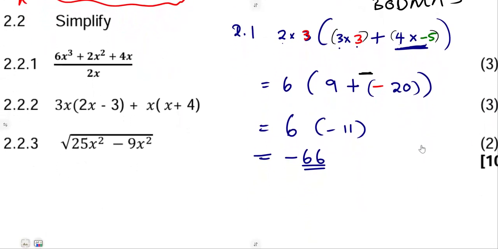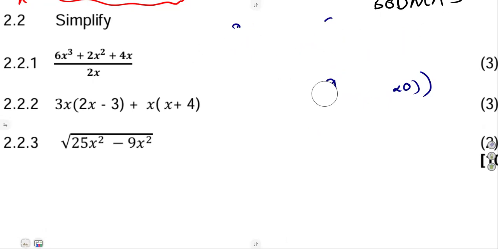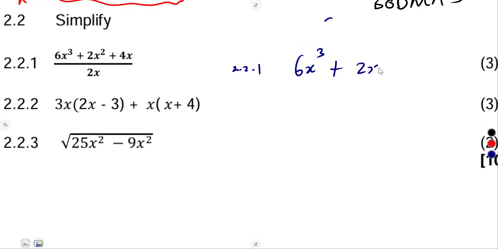So that is what you're going to have by just substituting the values that were given of x and y. 2.2, we are given to simplify the first part, 2.2.1, that is an expression: 6x to the exponent of 3 plus 2x squared plus 4x, everything over 2x.